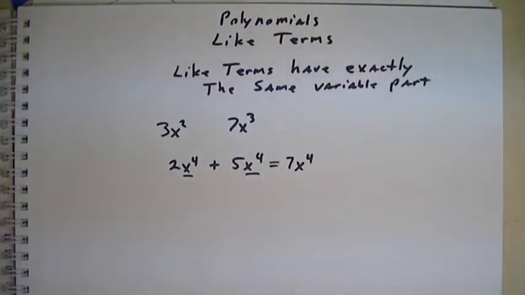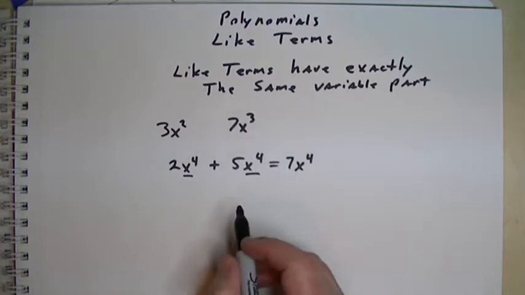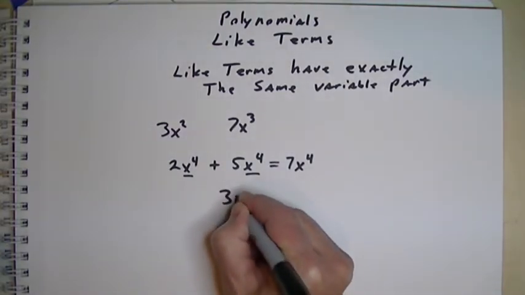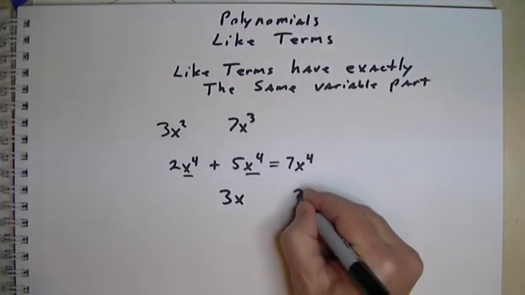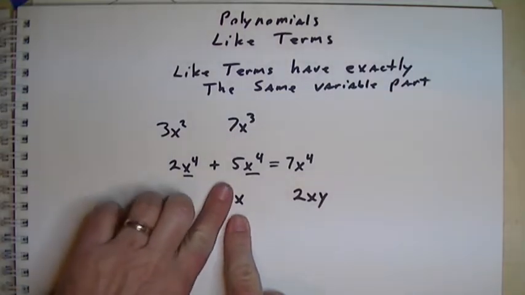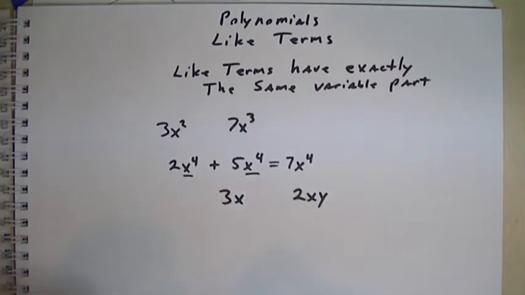But let's stick with like terms. In that discussion, we'll do addition and subtraction in a little bit. Here's another example. If I have 3x and I have 2xy. Again, these are not like terms and you cannot combine them. The variable part, the part that's apart from the number, has to be exactly the same. If they're not exactly the same, then you cannot combine them with addition or subtraction.